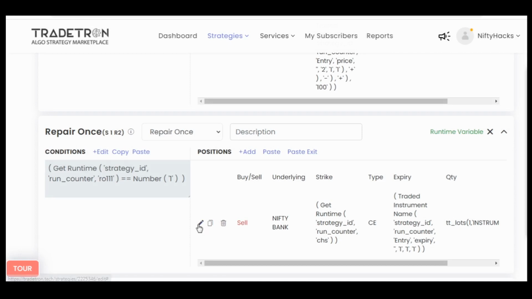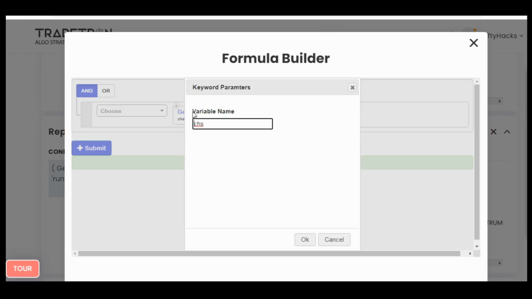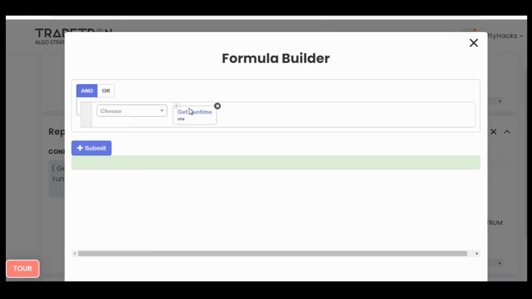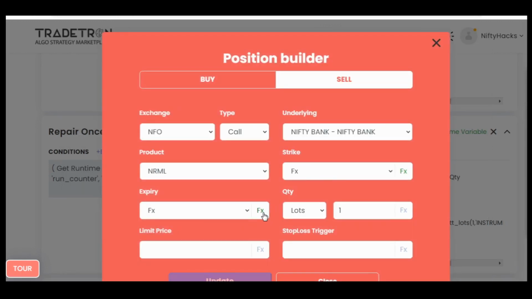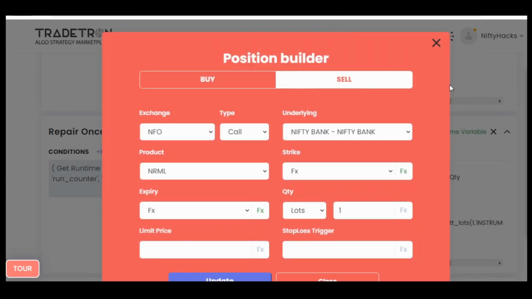So we want to exit whichever is the call hedge. Here you simply need to select CHS get runtime under the strike keyword, and in the expiry always select this entry expiry 111, because expiry won't change. If you select the current week expiry here, that will also work, because we are doing all of this adjustment after entering the next day, so our current week expiry would have started from that day. So both will work here, no need to worry.